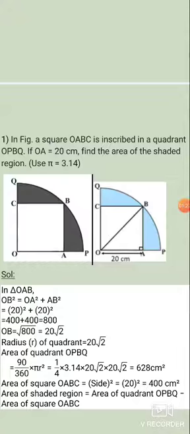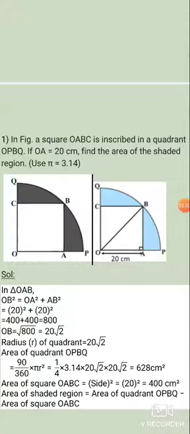Now, we know the length of OA is 20 cm. The side of the square is equal to 20 cm. So, we can find out the area of the square. Next, to find the area of the quadrant OPBQ, theta is 90 degree by 360 into pi r square. So, radius of this quadrant is what? OP. It is not given. So, OP and OQ. Then one more is there. OB is also what? The radius of which one?